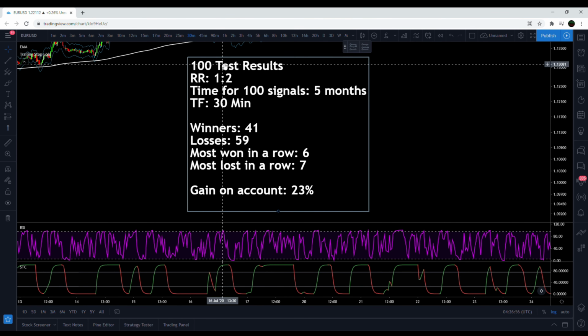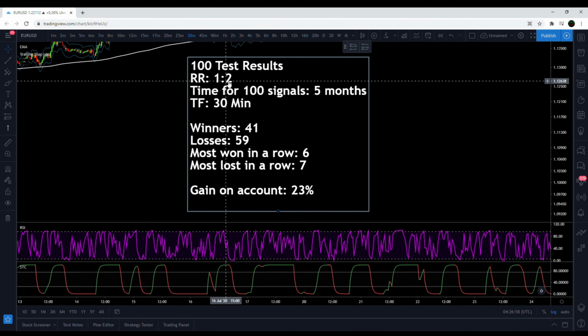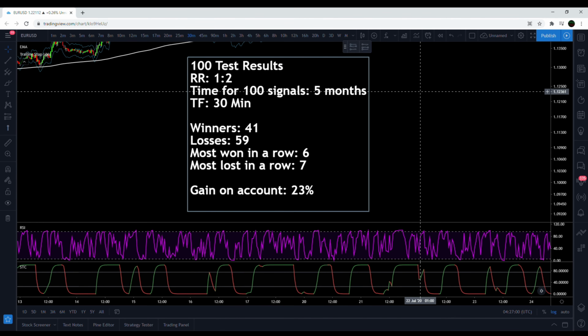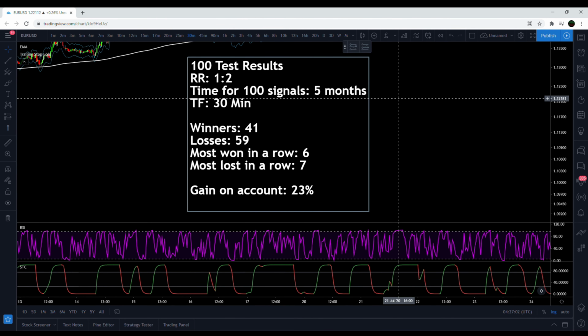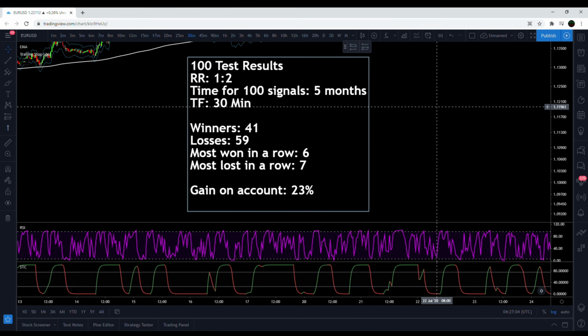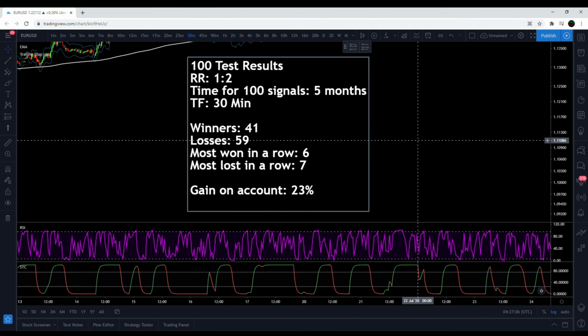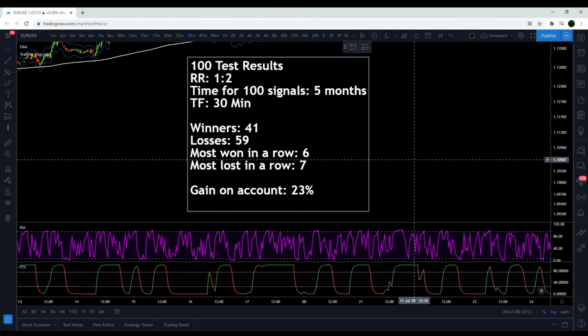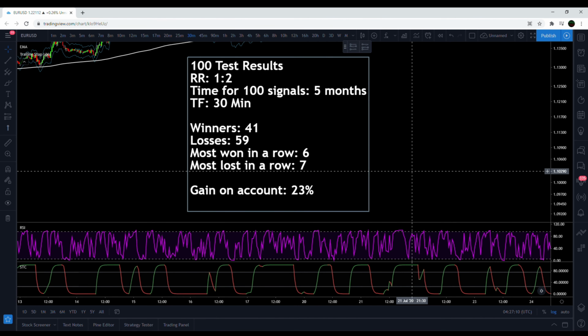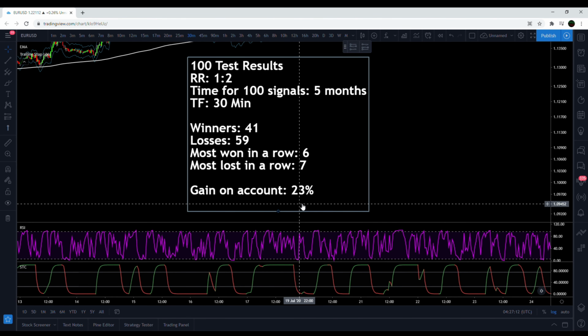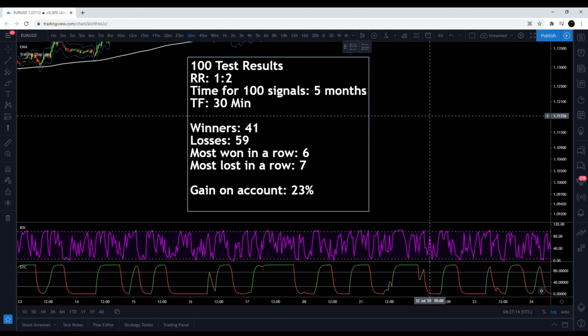But anyway, to get into the actual results, you've probably already read them by now or skipped to the end of the video, but we had a 1-to-2 risk-reward ratio over the 100 tests. Took 5 months of price data for the 100 signals on the 30-minute time frame. There were 41 winners, 59 losses. The most won in a row was 6, and the most lost in a row was 7. Gain on the account, 23%, probably under 20 after fees or spreads.